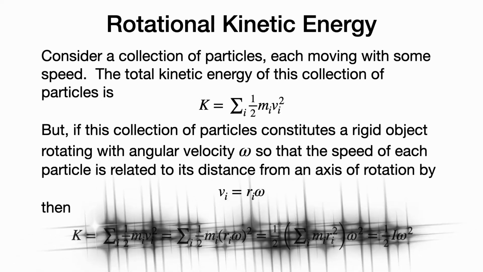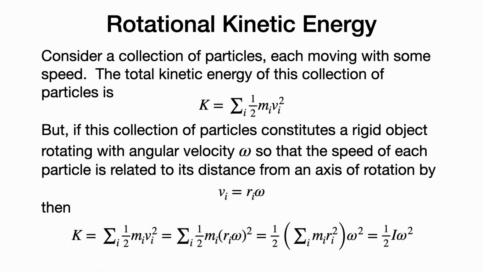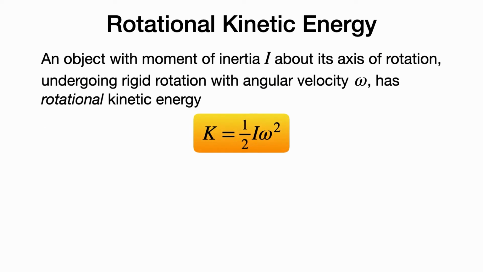then we find that we can express the kinetic energy as 1/2 times the moment of inertia of the object times the angular velocity squared. So we find that an object with moment of inertia I about its axis of rotation, undergoing rigid rotation with angular velocity omega, has what we call rotational kinetic energy.